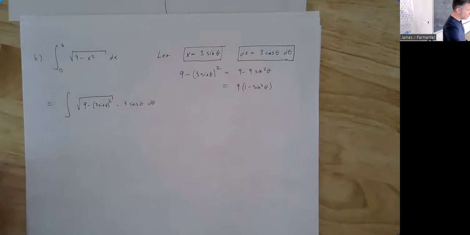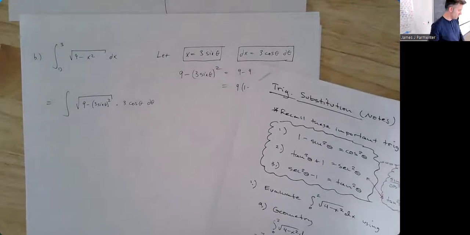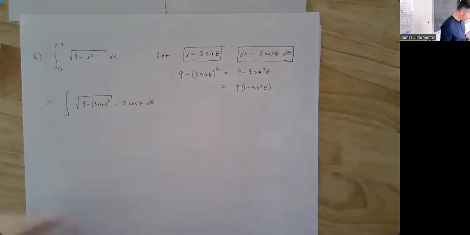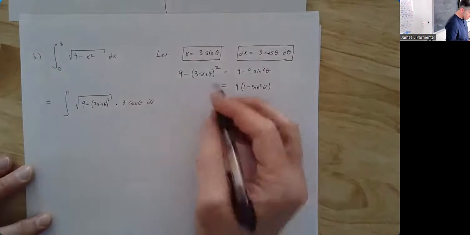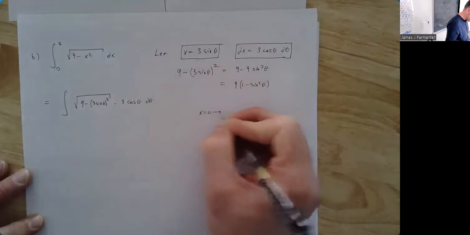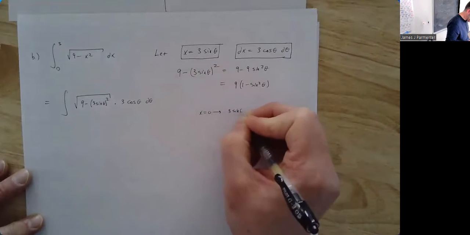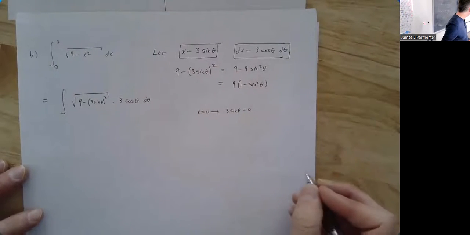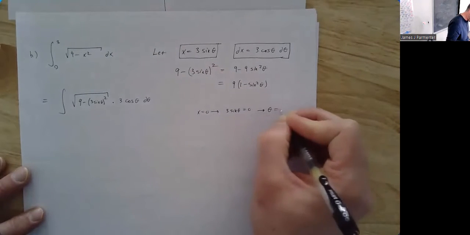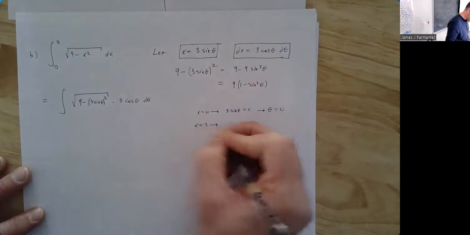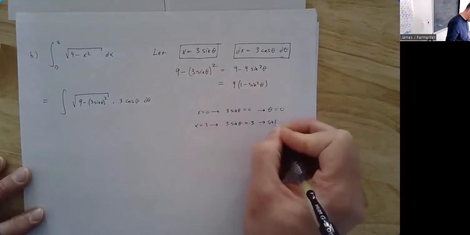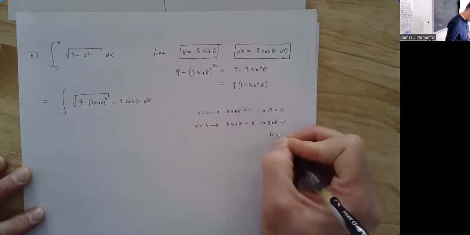Do we want to change limits of integration? That's a good question. Do we? I kind of do. Yeah, so let's go ahead and change them. It's actually kind of weird to change them though. Right, so if we have x equal to 0, that's going to be 3 sine theta equal to 0. So then you have to think about what angle you take sine of to get 0, which is 0. And if x equals 3, we've got 3 sine theta equal to 3, which means sine of theta equals 1, which means theta is pi over 2.